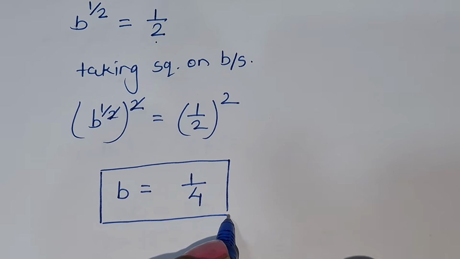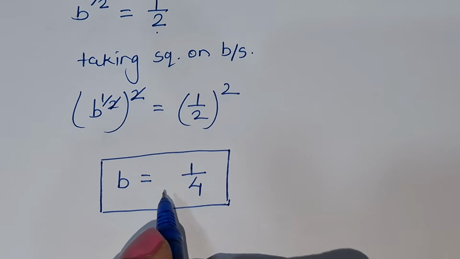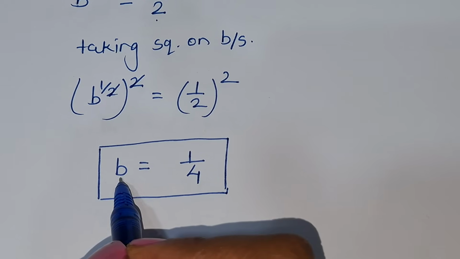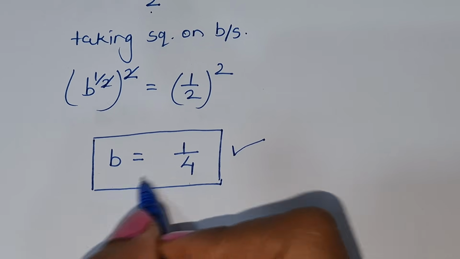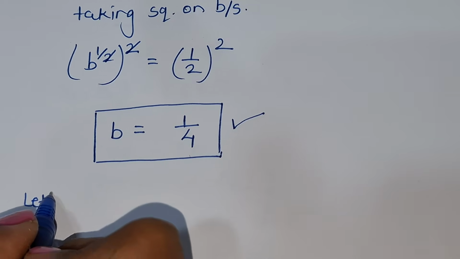We already got this solution in the first method, and the same value we got here in the second method, that is b is equal to 1 by 4. So this is the solution. Now let's verify whether this is correct or not. So let's verify this value.